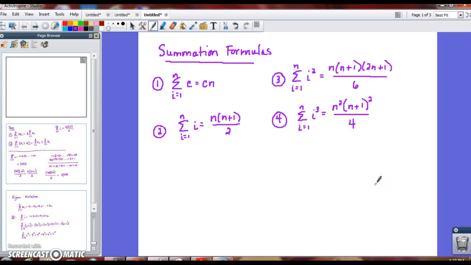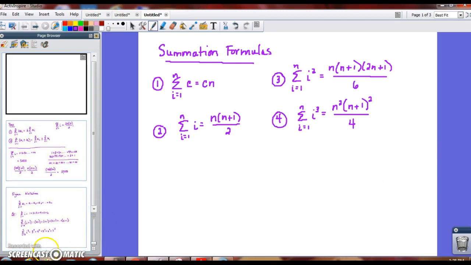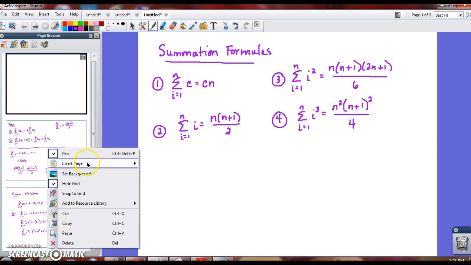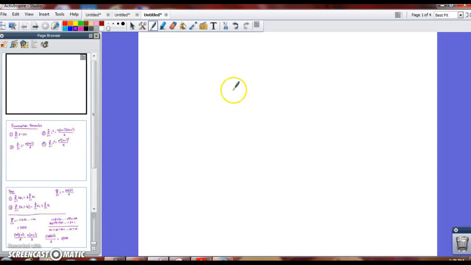Okay, these are formulas that you're going to want to know. You're going to want to be familiar with them because they are going to come in handy for you when you're doing some of these problems. So let me show you an example of a summation problem that kind of uses a couple of these things. We're obviously not going to use all of the formulas in the same problem, but here's an example problem for you.